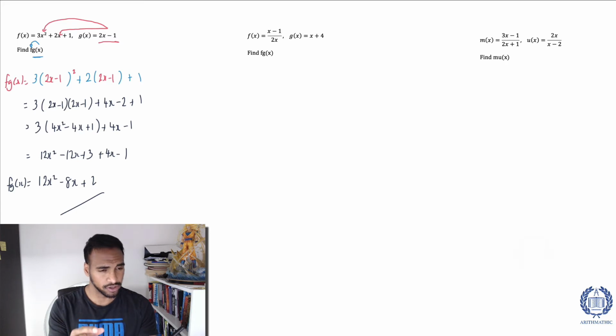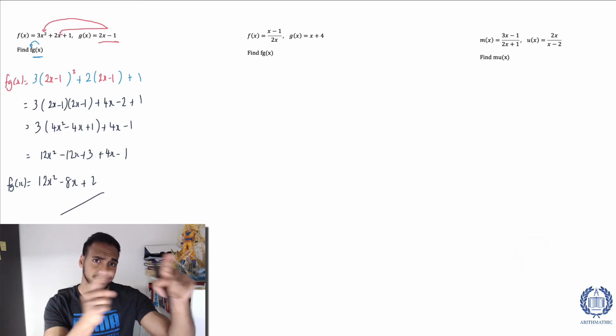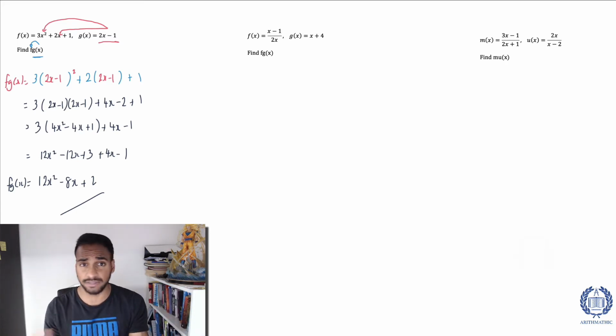So essentially what you're looking at is you're putting the second function inside the first function, and then all it is is expanding and simplifying. That's all there is to it in the algebra here.